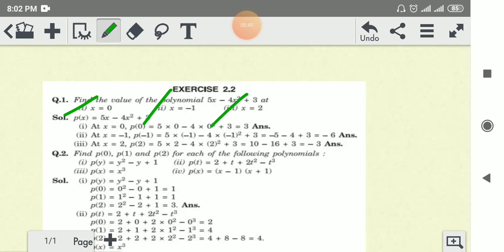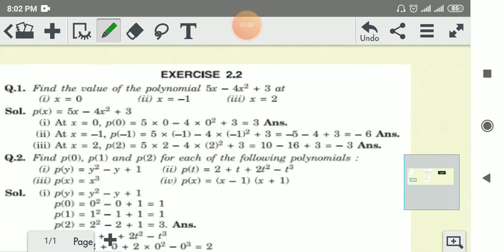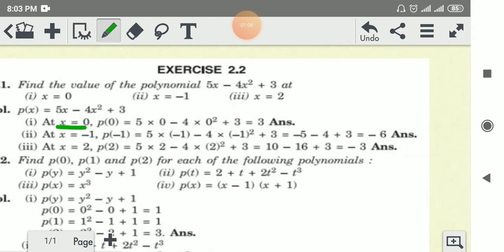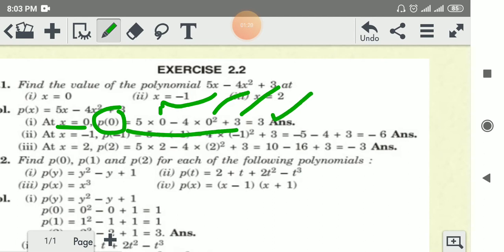So हमें x की वैल्यू एक बार 0 पुट करनी है इक्वेशन में, एक बार -1 पुट करनी है और एक बार 2 पुट करनी है. ओके, सिंपल. So we see easily when x is equal to 0, then p(x) is equal to 0. Here x is equal to 0 means 5 into 0 and -4 into x square plus 3. Solve these equations, we get result is equal to 3.